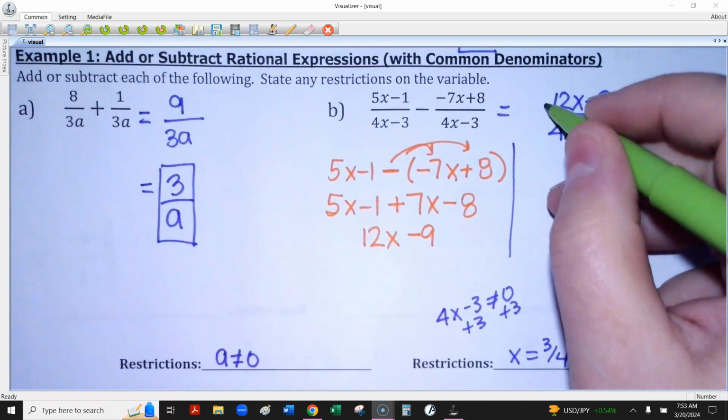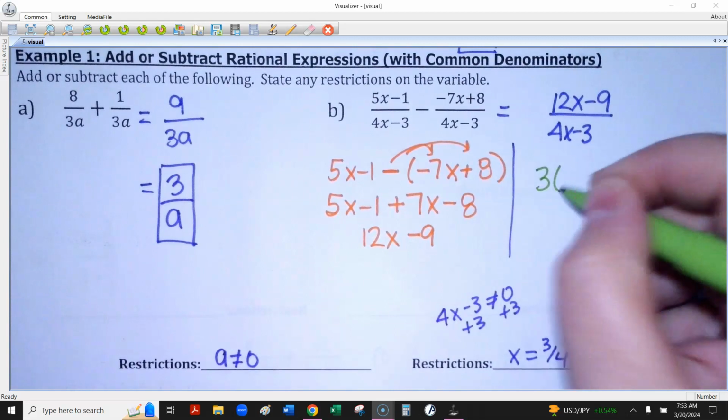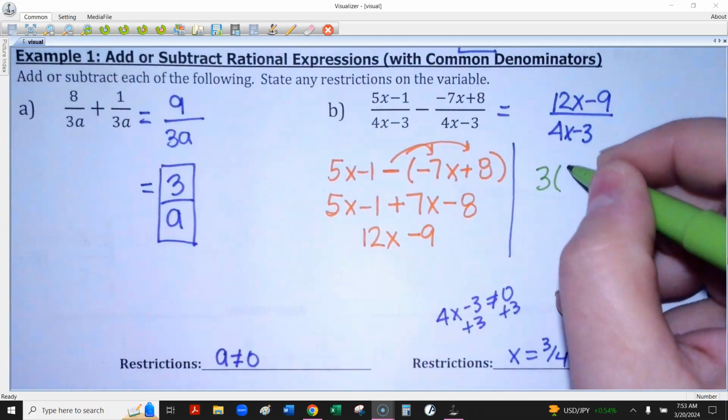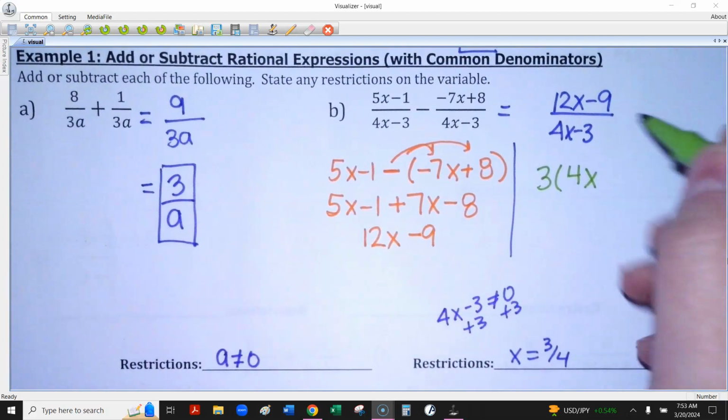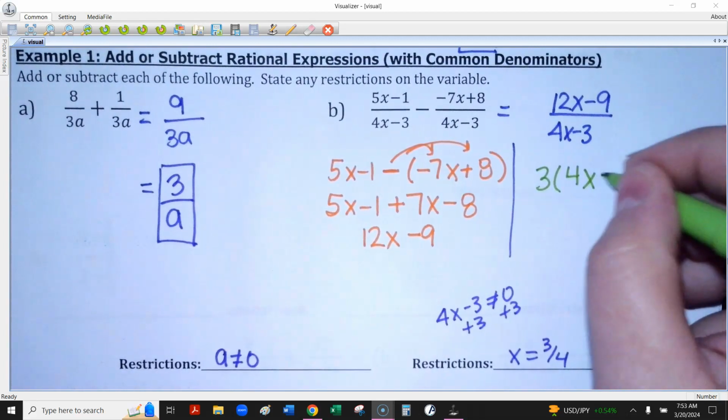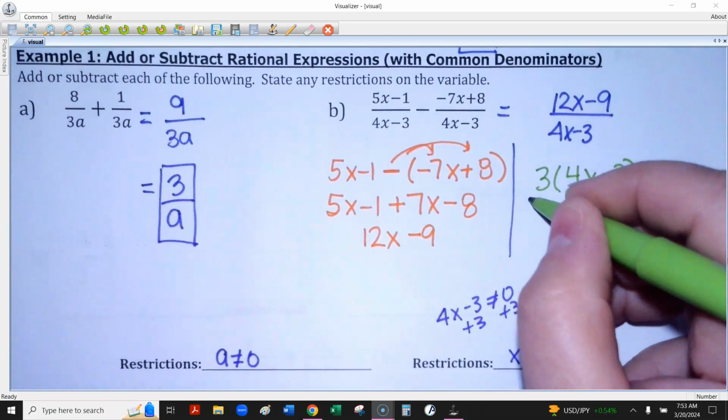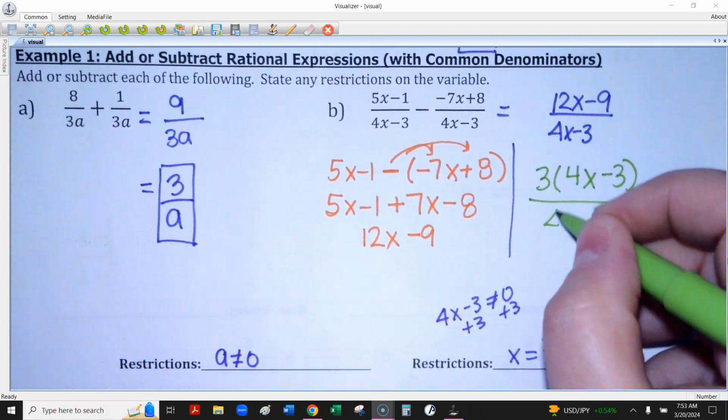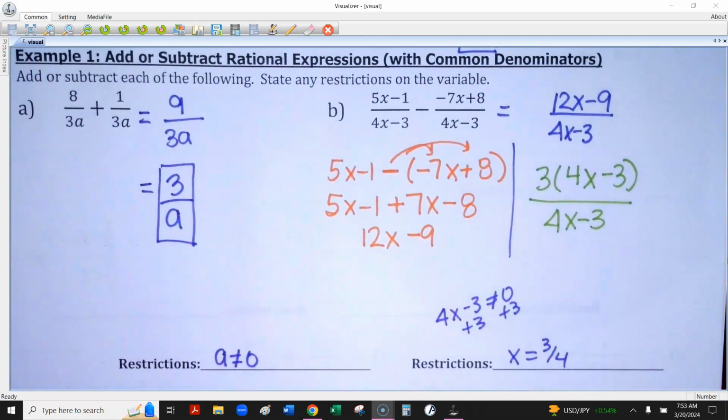So just the top of this, if I took a 3 out in front, 12 divided by 3 would be 4. That would have an x with it. -9 divided by 3 would be -3. This doesn't always happen, but it's going to happen on this problem. The bottom of this was the 4x minus 3.